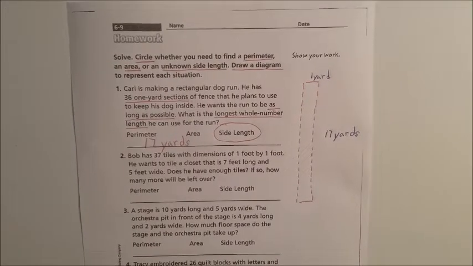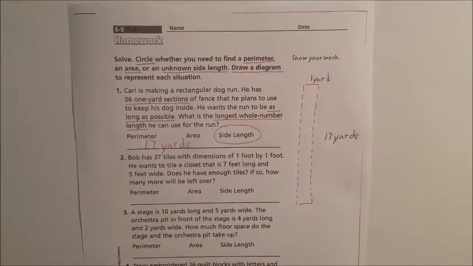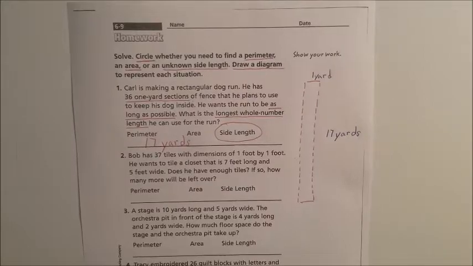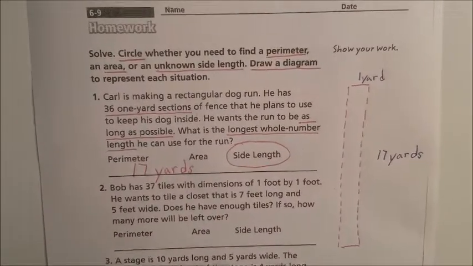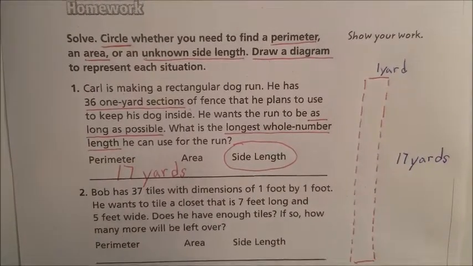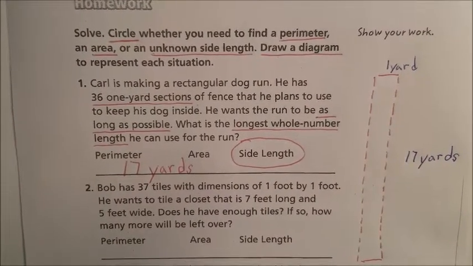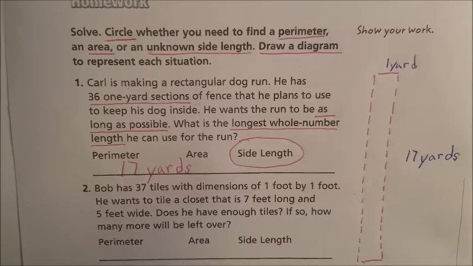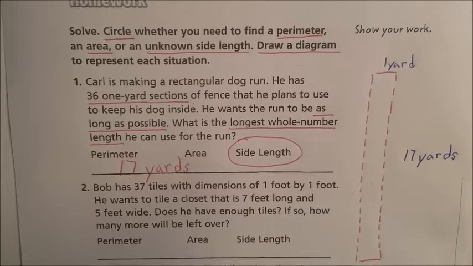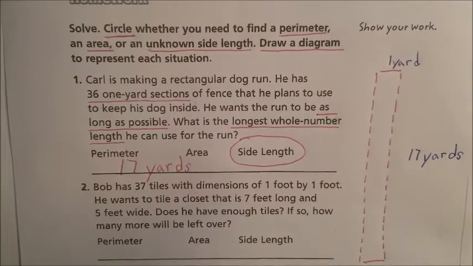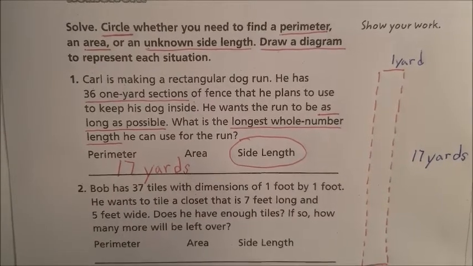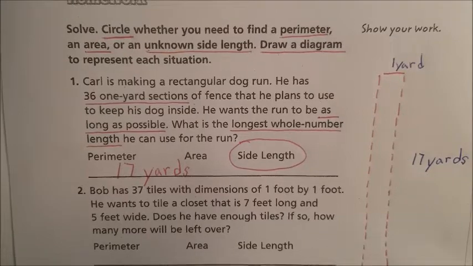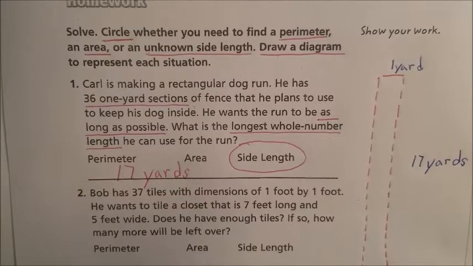Boys and girls, drawing that diagram really helped us in figuring out the area of our garden beds. And that's what you're asked to do here today, boys and girls. Now, I underlined the important information. I hope you will too. It says circle, solve. Circle whether you need to find a perimeter, an area, or an unknown side length. Draw a diagram to represent each situation.